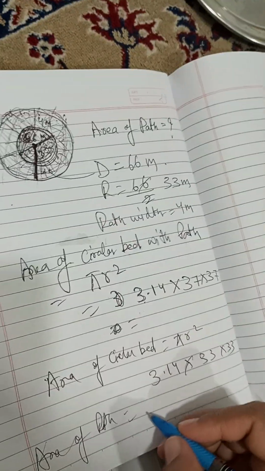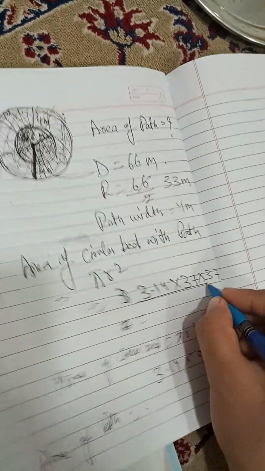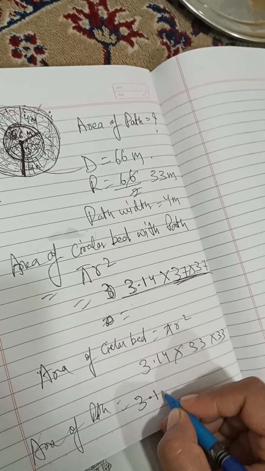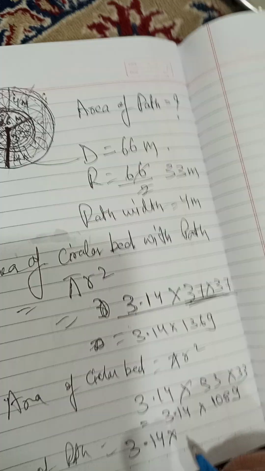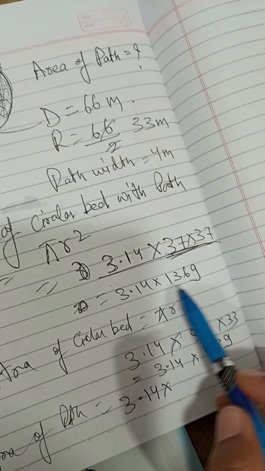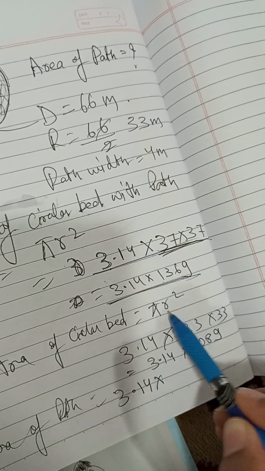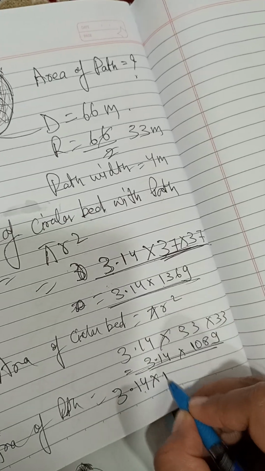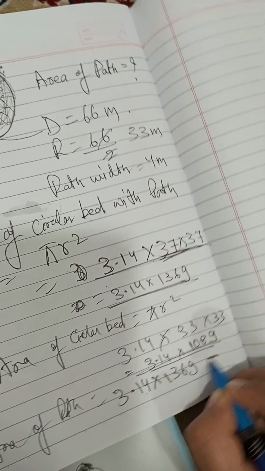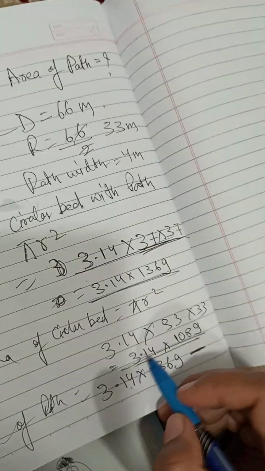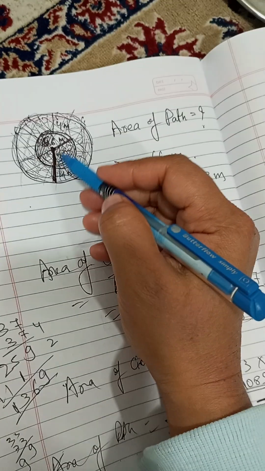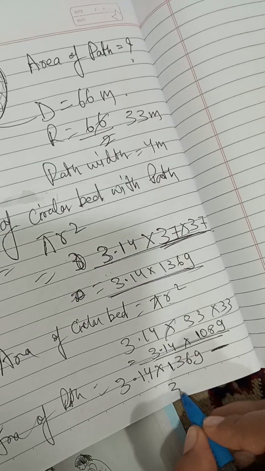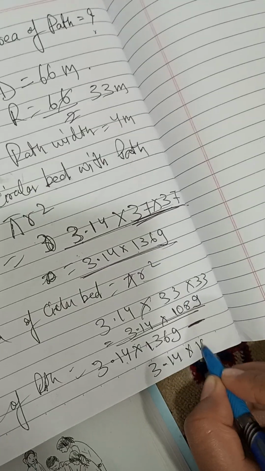Okay, area of path, the complete area is this much. Multiply this. So we have multiplied it here. 37 into 37, this value is coming, and 33 into 33, this value is coming. Complete area is 3.14 into 1369 minus this small circle area, which is subtracted, 3.14 into 1089.